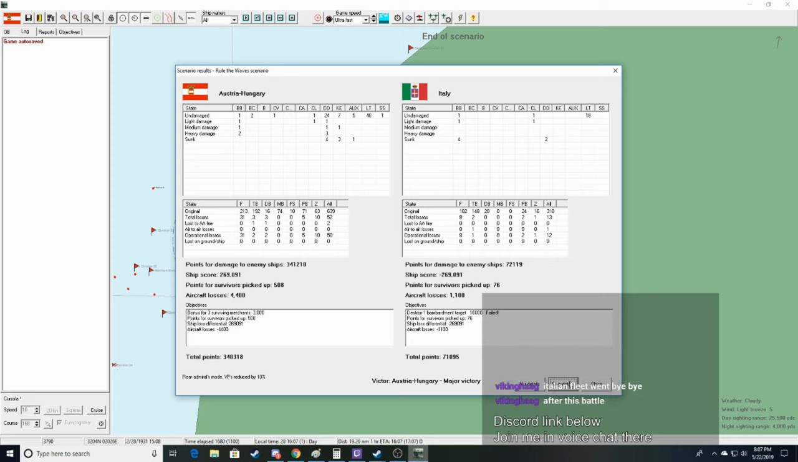Italian fleet went bye-bye with this battle. Yep. Yeah, look at that. Look at our VP difference. I'm gonna do an alt print screen here real quickly and just save this image.